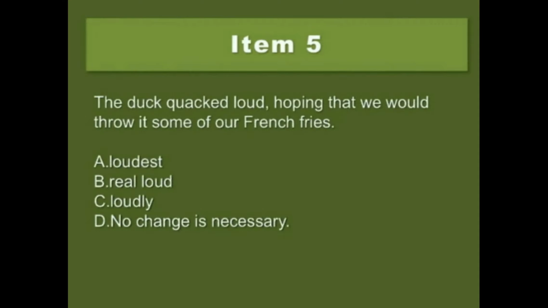Item 5. The duck quacked loud, hoping that we would throw it some of our French fries. Should we exchange the word loud with A, loudest, B, real loud, C, loudly, or D, this sentence is correct and no change is necessary? The duck quacked loudly. You need to have the adverb form, not the adjective form. It's reflecting back to how the duck quacked, its verb.